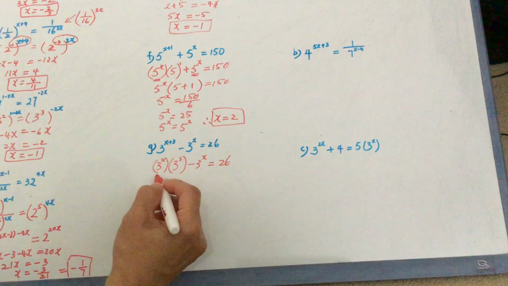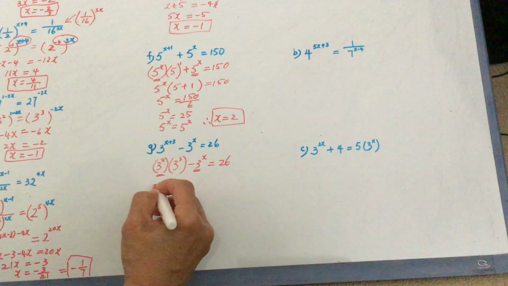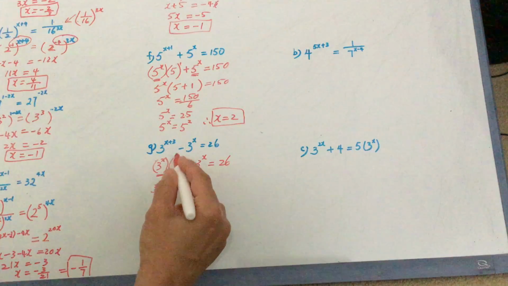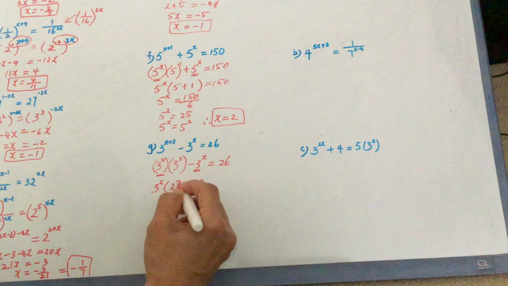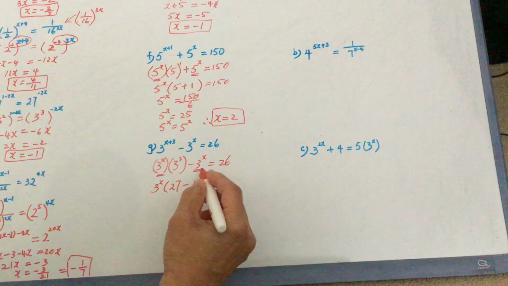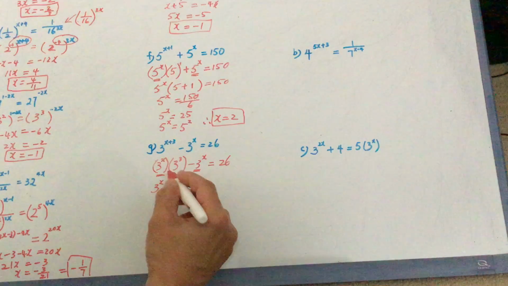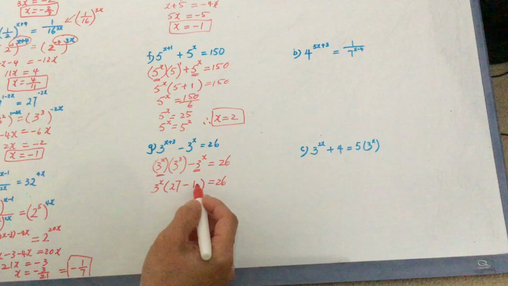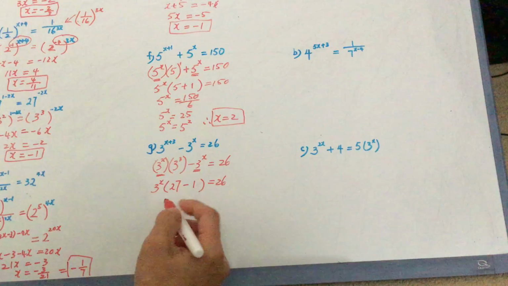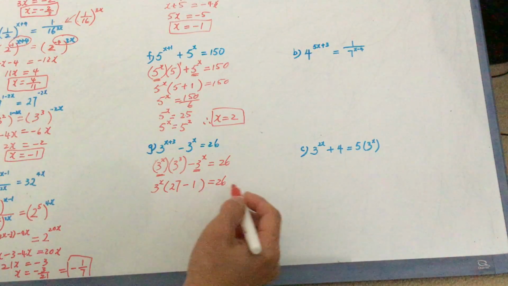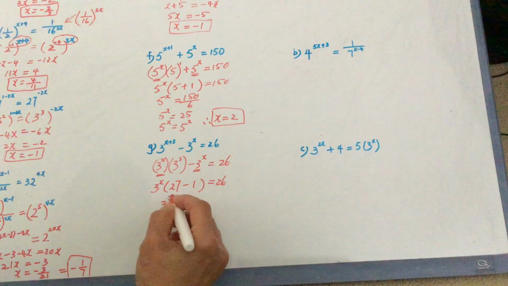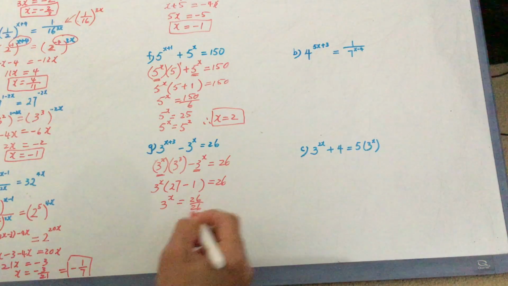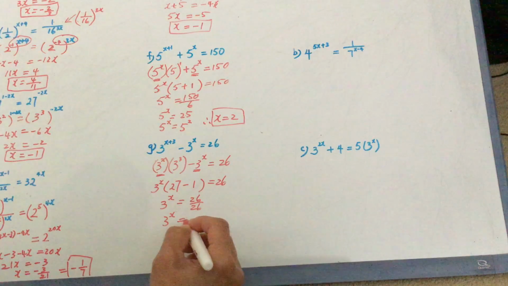And again, I do see the common factor here, so I will take out the 3 to the x. And 3 to the 3 will give you 27, minus the 1. So when you distribute this, you get back the same, equal to 26. And you know that 27 minus 1 will give you 26, and we need to get rid of that by dividing both sides by 26. So you end up with 3 to the x equal to 26 divided by 26, which gives you a 1.